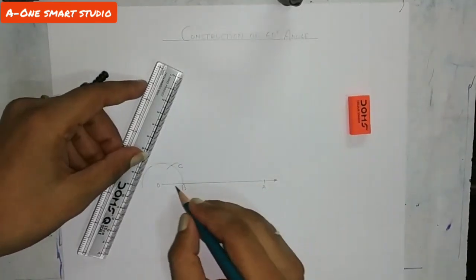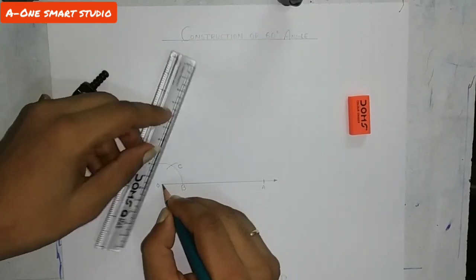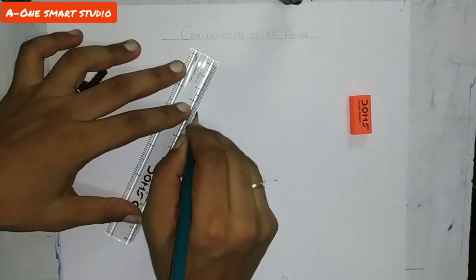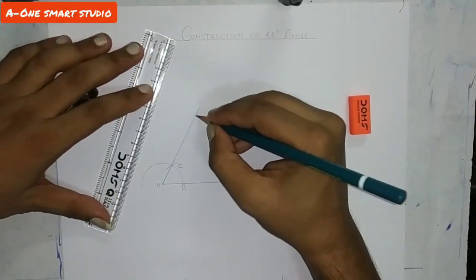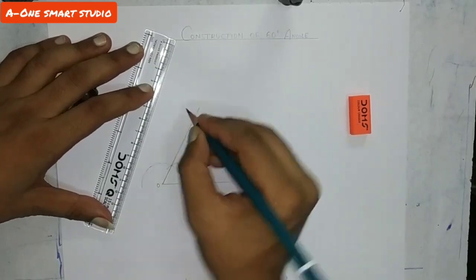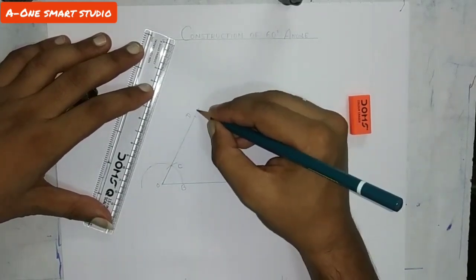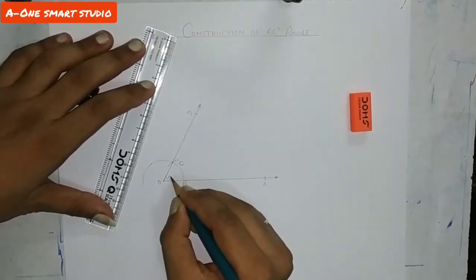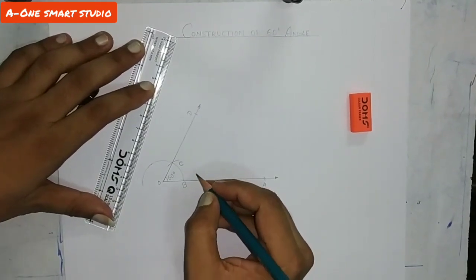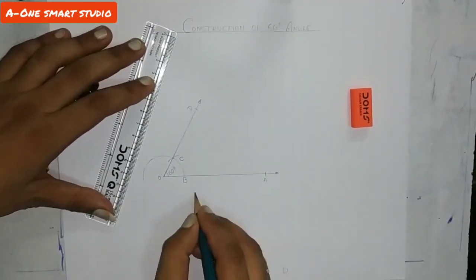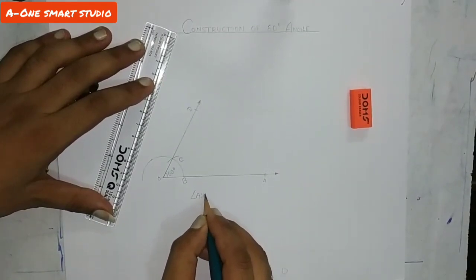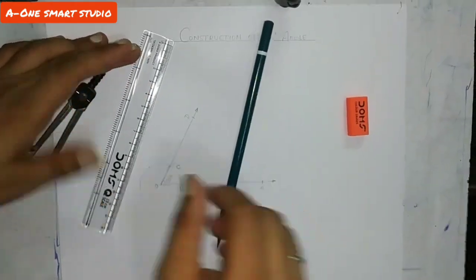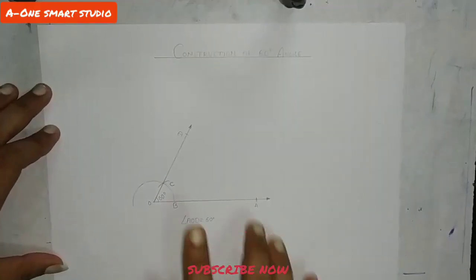Join O with C and produce it to D. Now angle AOD is equal to 60 degree. Here is the angle of 60 degree.